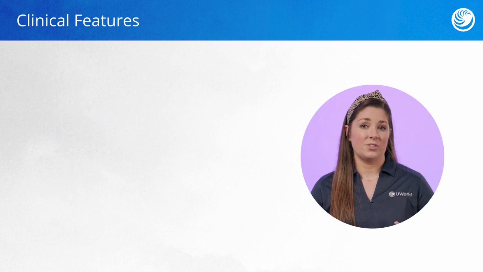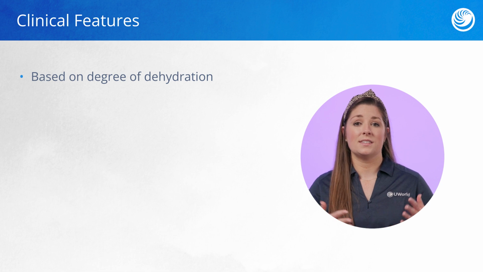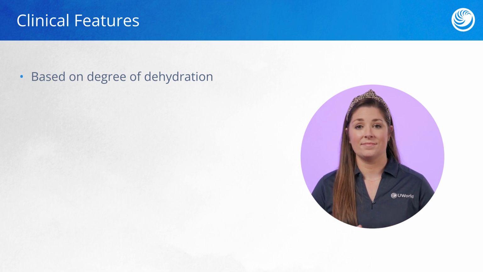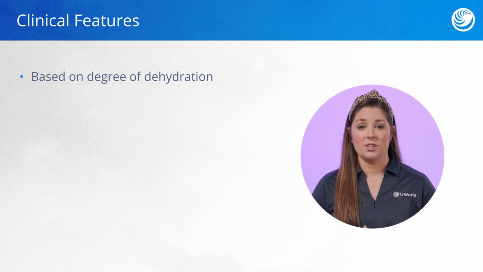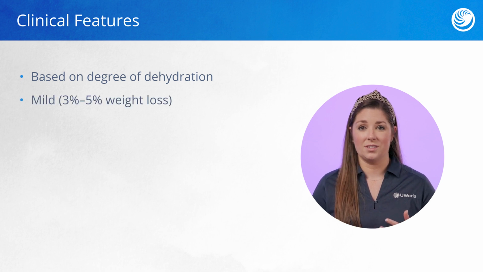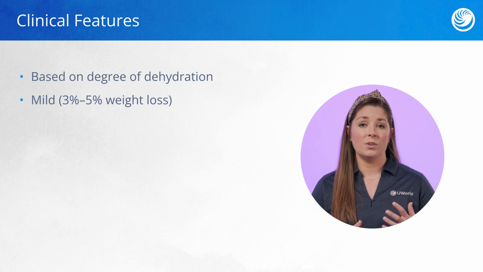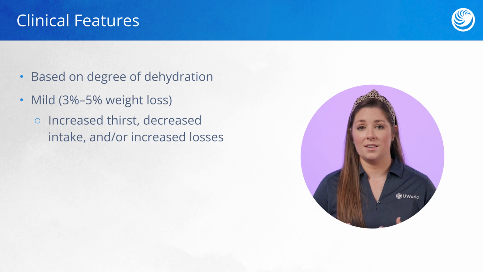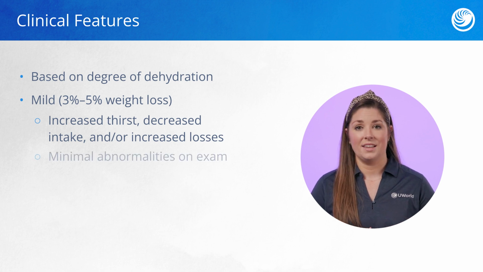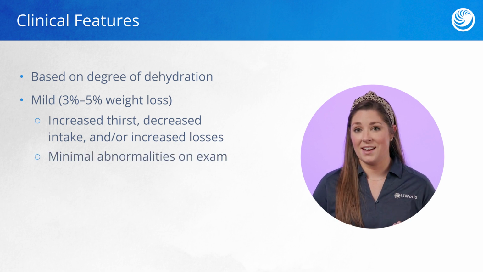Our clinical features will actually appear based on the severity or degree of dehydration. And remember, we are having water or fluid loss with each type of dehydration along with electrolytes. So water loss means weight loss. So in a mild type of dehydration, this is around 3 to 5% of weight loss due to that fluid loss. The client may not be extremely symptomatic. They will have increased thirst, decreased oral intake, or increased losses such as vomiting and diarrhea. Again, the client may not be very symptomatic.